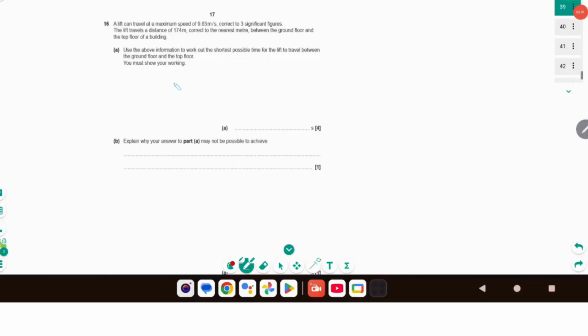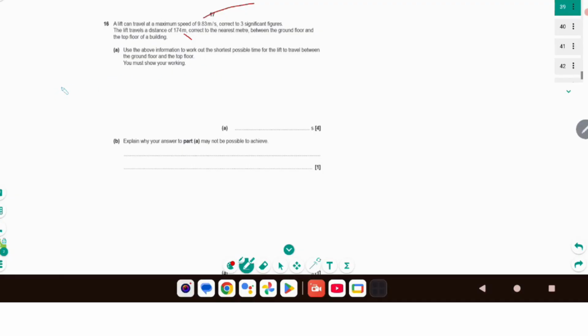A lift can travel at a maximum speed of 9.83 metres per second, correct to 3 significant figures. So already I can tell this is an upper bound, lower bound question because it's been rounded. The lift travels a distance of 174 metres, correct to the nearest metre, between the ground and the top floor. Use the information to work out the shortest possible time for the lift to travel between the ground floor and the top floor. Okay, so it's speed, distance, time as well.